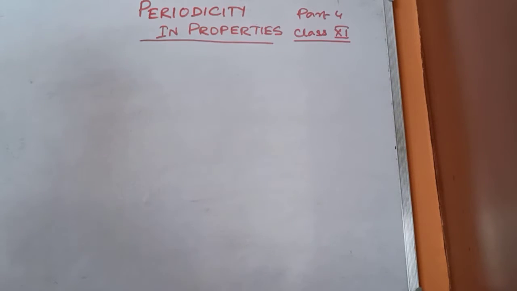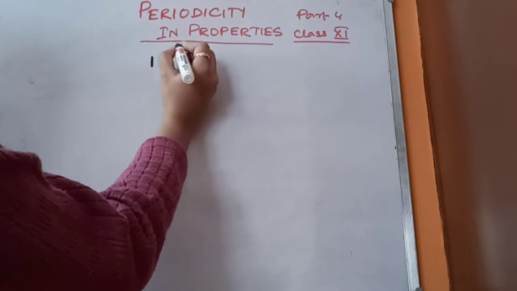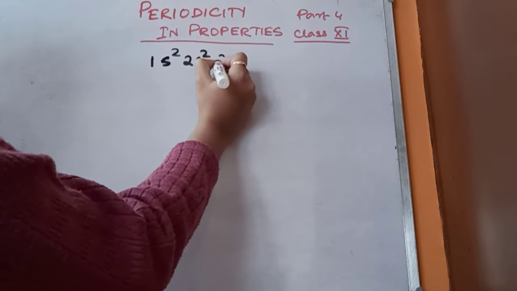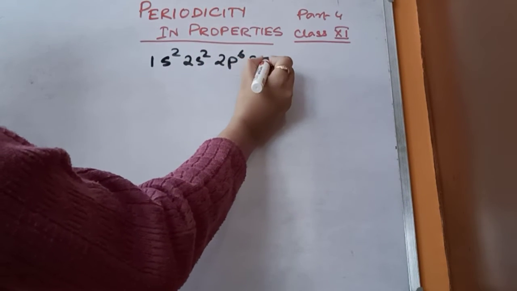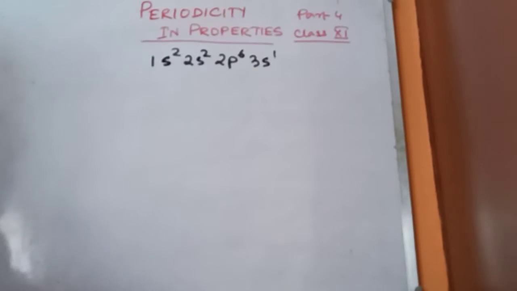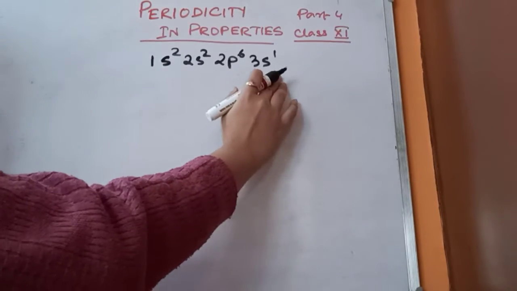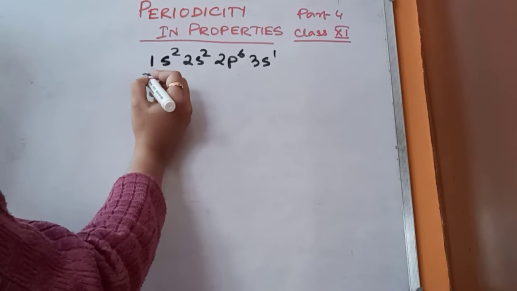Okay, in today's video I'll start with how you will determine the position of a particular element in the periodic table by just seeing its electronic configuration. Look at this element, look at this electronic configuration. Just by seeing the electronic configuration you have to determine its position. How will you determine? There are certain processes.